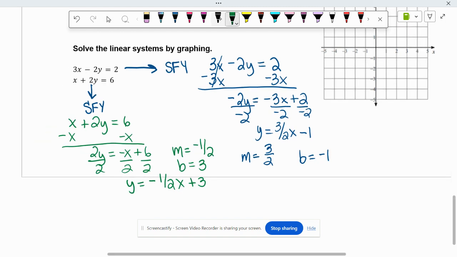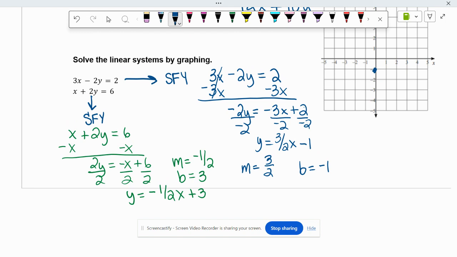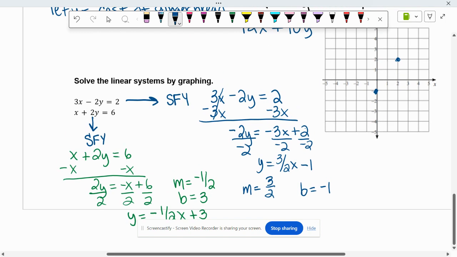So I'm going to graph the blue equation first. I begin at negative 1, and from there I go up 3 and to the right 2. Up 1, 2, 3, to the right 1, 2. I have enough room to do that one more time: up 1, 2, 3, to the right 1, 2. I can also, from where I began at negative 1, go down 3 and to the left 2. Connect your points with a nice straight line.